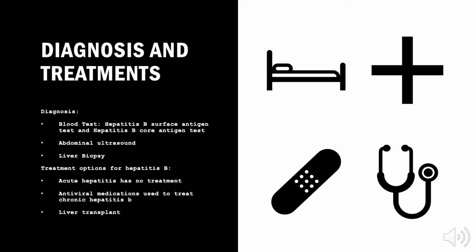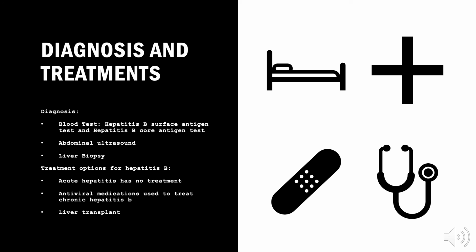Diagnosis for hepatitis B. Blood tests can be done to confirm the presence of hepatitis B surface antigen and hepatitis B core antigen. It can also inform you whether you are immune to hepatitis B virus or not. Abdominal ultrasound is another option which can be used to see the size and shape of the liver as well as blood flowing to it. Liver biopsy can also be done where a small sample of liver tissue is taken and sent to the lab for examination.